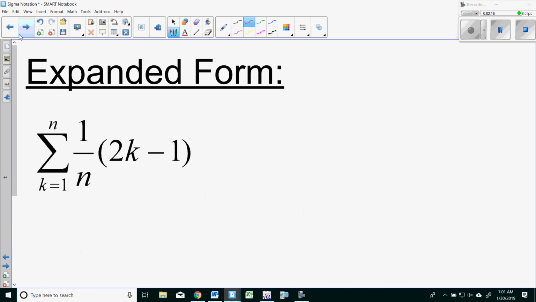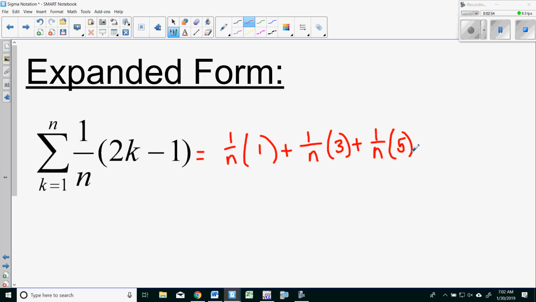Now, imagine we didn't have a number at the top, we just had n, and we wanted to write this in expanded form. The first thing I want you to notice is the variable here in our formula is k. So as I put the 1 in, I would have 1 over n times 2 times 1 minus 1, which would just be 1, plus, put 2 in, 1 over n times 2 times 2, that's 4 minus 1, which is 3, put 3 in, that's 1 over n times 5, plus all the way to the n.